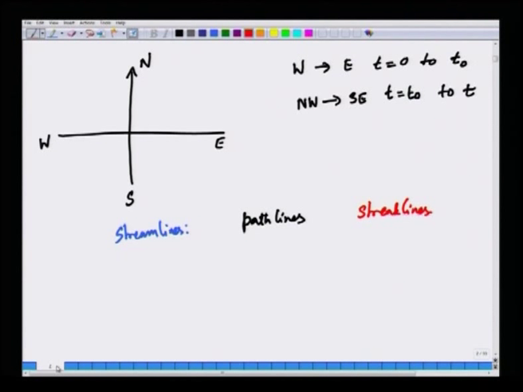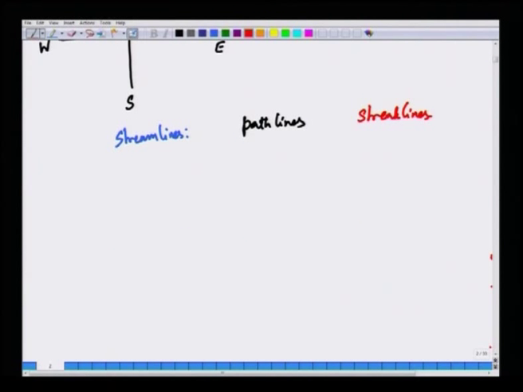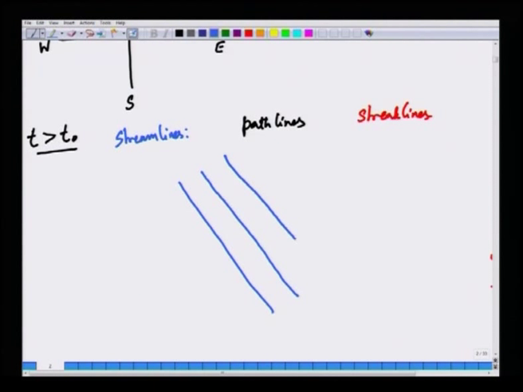So, streamlines will be simple, because all of this we are going to look at time t greater than t naught, where the wind has changed its direction from west to east to northwest to southeast. Streamlines at any later time will all be in the direction northwest to southeast, because streamlines merely depict the instantaneous direction of fluid velocity, and for any time t greater than t naught, the velocities are all in the direction northwest to southeast. This is how the streamlines will look.